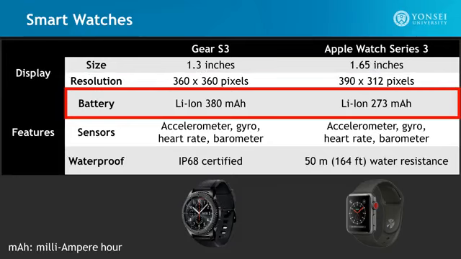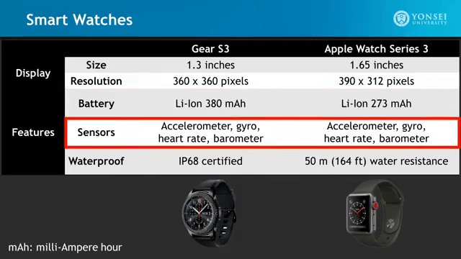For Gear S3, the battery is a lithium-ion 380 milliampere hour one, and for the Apple Watch Series 3, it is a lithium-ion 273 milliampere hour battery. In addition, I will talk about wireless charging, which will be a major feature for smartwatches as well.